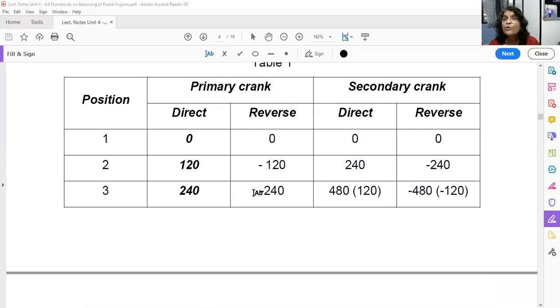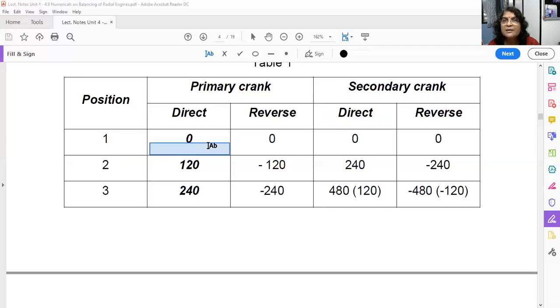Now go to the secondary crank. You know that for the secondary crank, the image is an imaginary crank, which has the same mass, which will rotate at double speed, and which will cover the angle two times, that is 2 theta. So 2 theta means, now see, this is your direct crank, this is also your direct crank, but this is secondary, this is primary.